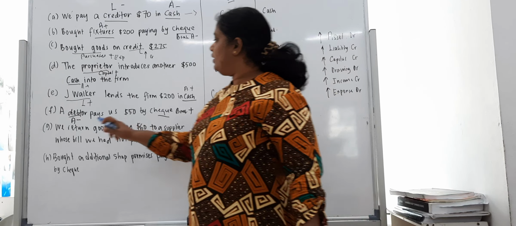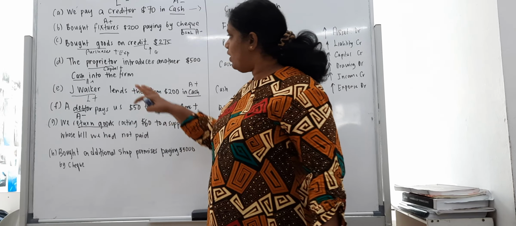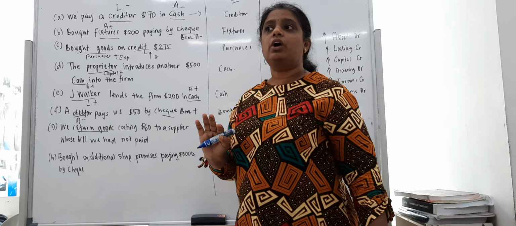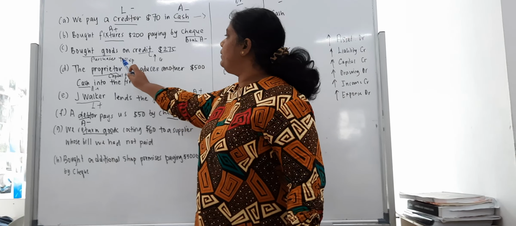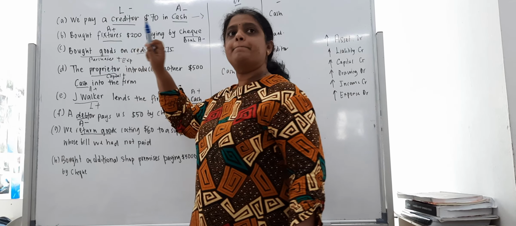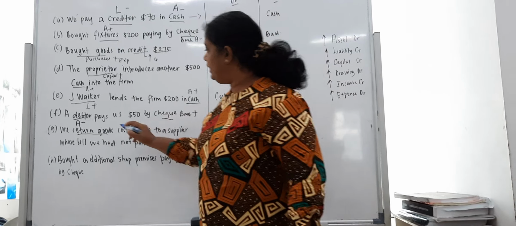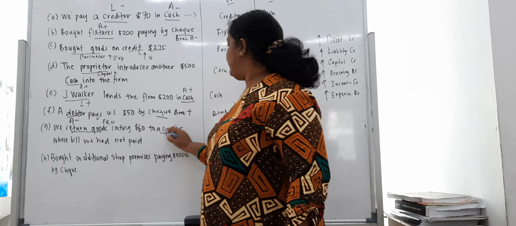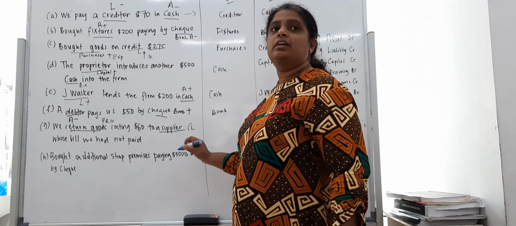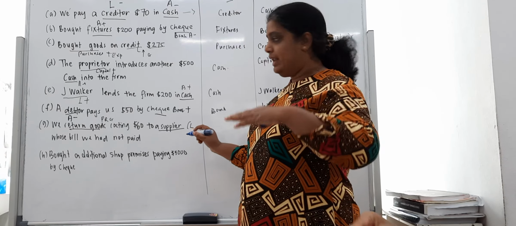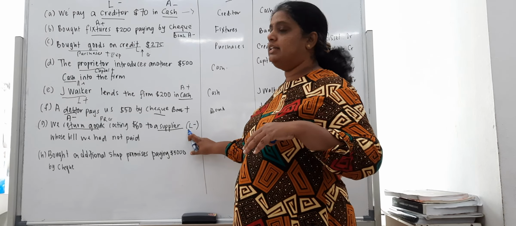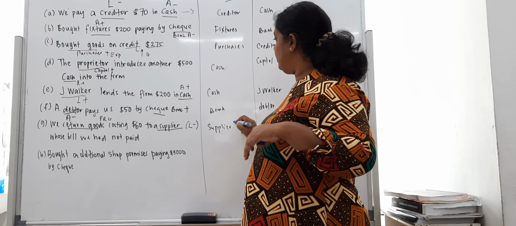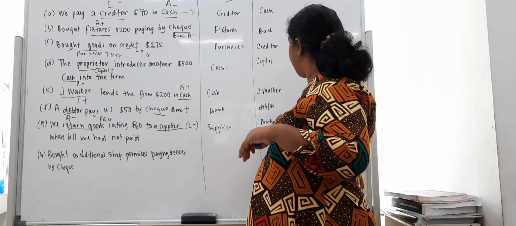The next one, we return goods. Now, when we buy goods, we call them purchases. When we return goods, we call them purchase returns. When purchases is debit, purchase return will become credit. So this is our purchase return. So debit the supplier. Supplier is a liability, right? Now we owe him more or less? Less. So liability is decreasing. Liability decreasing is debit. Alright? And purchase return is credit.